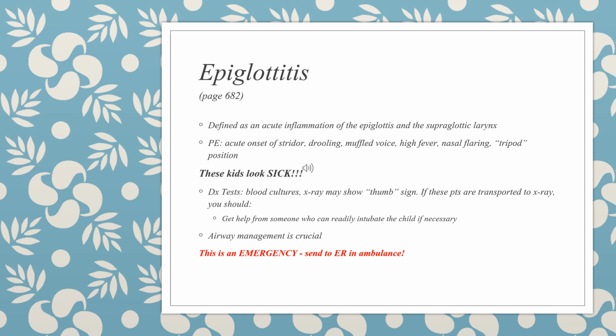They're going to get blood cultures. An x-ray may show the thumb sign, and you'll see a picture of that on the next slide. If these patients are transported to x-ray, somebody needs to be there that can intubate if necessary, because these children will get into respiratory distress very quickly. If untreated, this has a very high mortality rate because their airway will completely close off.